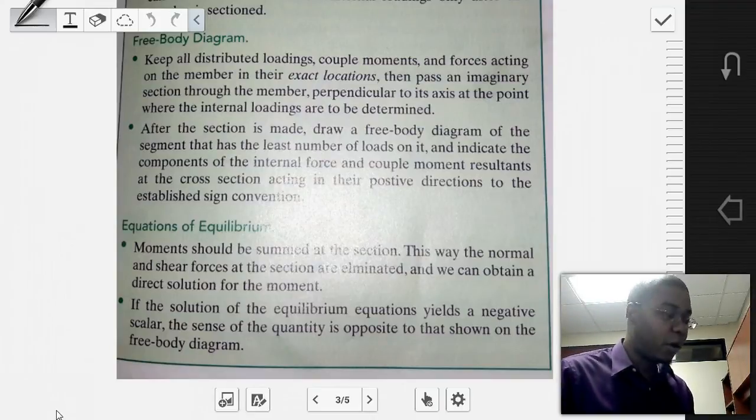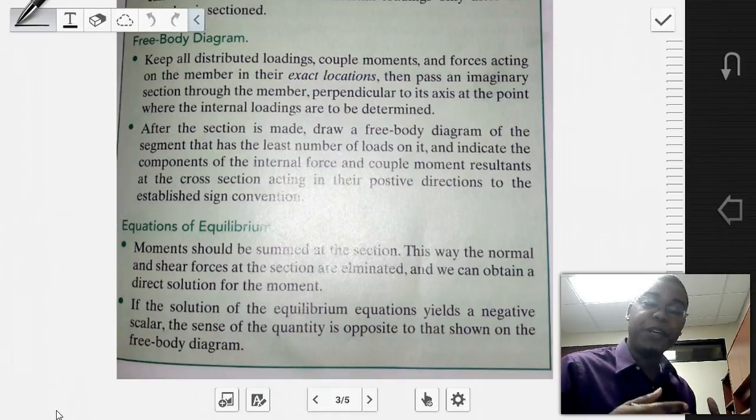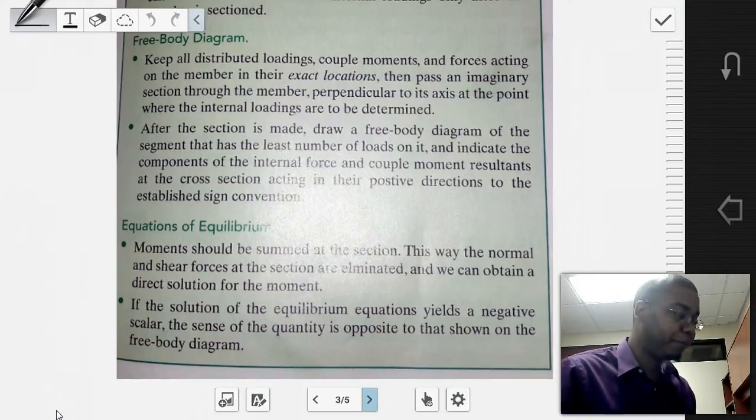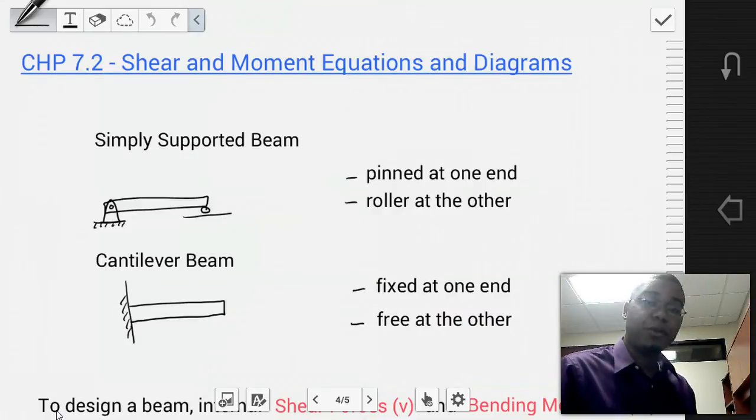And this will require that we move into the next section, which is how do we craft a shear and moment diagram. So chapter 7.2 is reviewing shear and moment equations and diagrams. So say we have a simply supported beam or a cantilever beam.